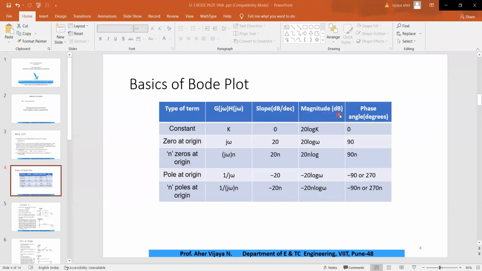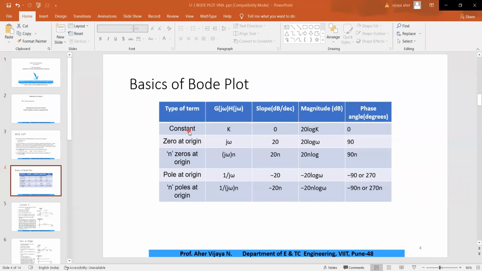Then in the next column, please write magnitude. You will get magnitude in dB, and you calculate it using the equation I have just given: magnitude is equal to 20 log of mod of G of j omega into H of j omega. That is magnitude in dB. And then you are going to calculate phase angle. Phase angle you will get in degrees. Phase angle is equal to angle of G of j omega into H of j omega. Okay, so give all the headings and let us start with constant values.